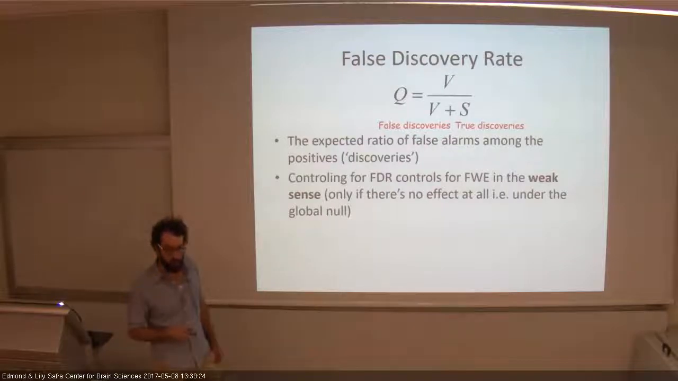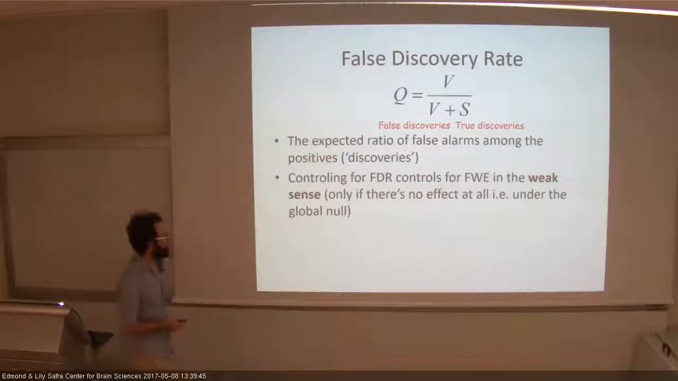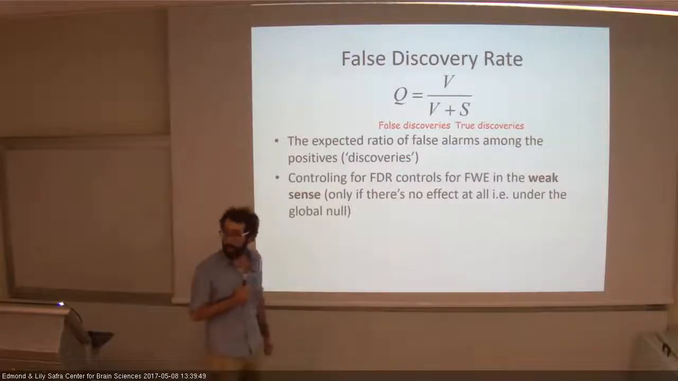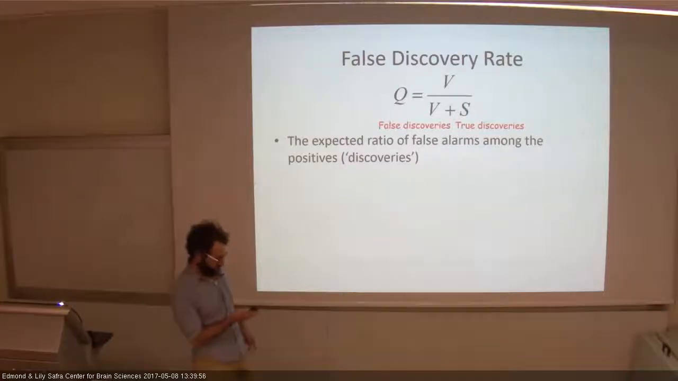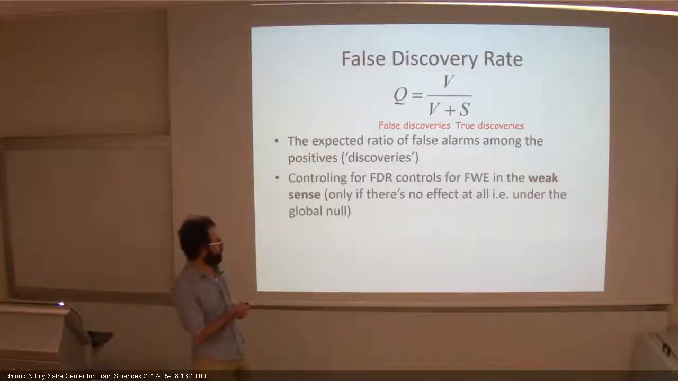So you are willing to tolerate some type 1 errors, but you demand that most of your significant effects will be true. And to be more exact, you demand that the expectancy of this proportion would be controlled. And a nice feature of that is that if you have the global null distribution, there's no effect whatsoever, the FDR also controls for the FWE, the family-wise error. So you can use it safely if you want to ask whether you have any effect.